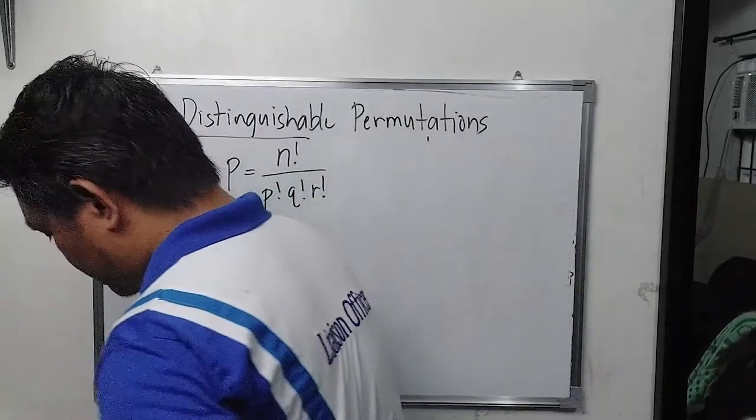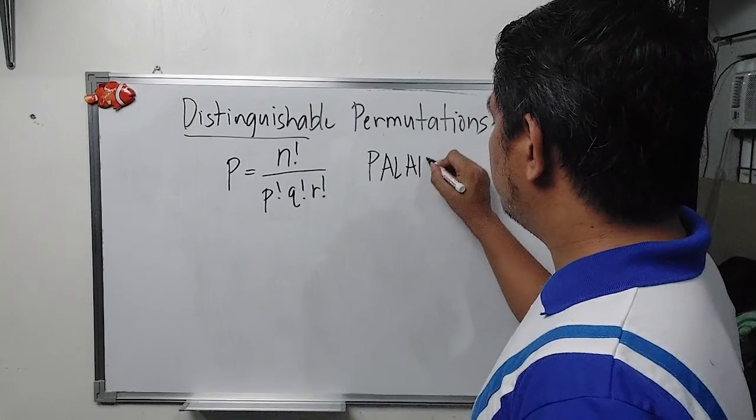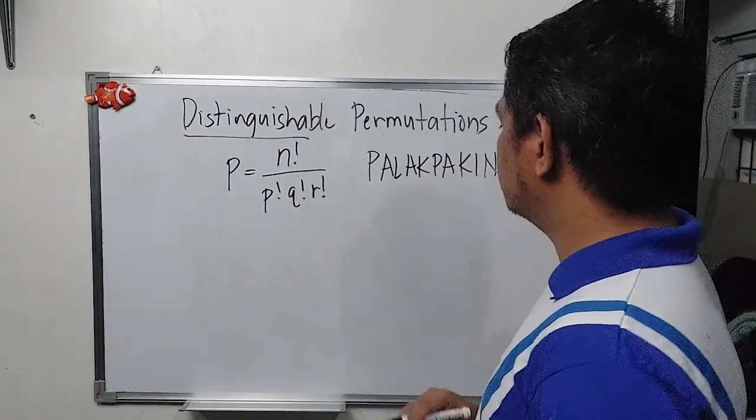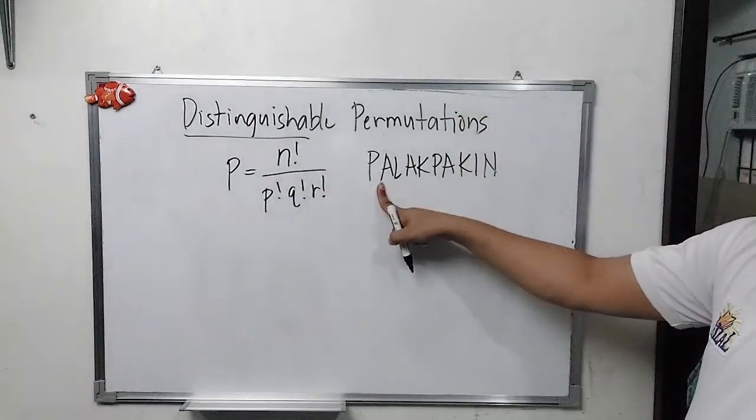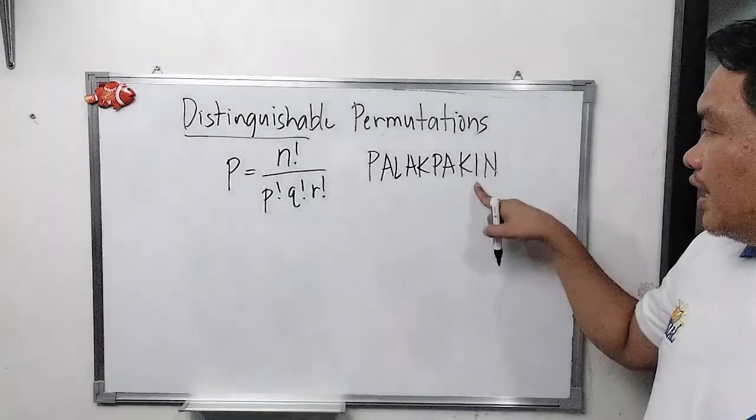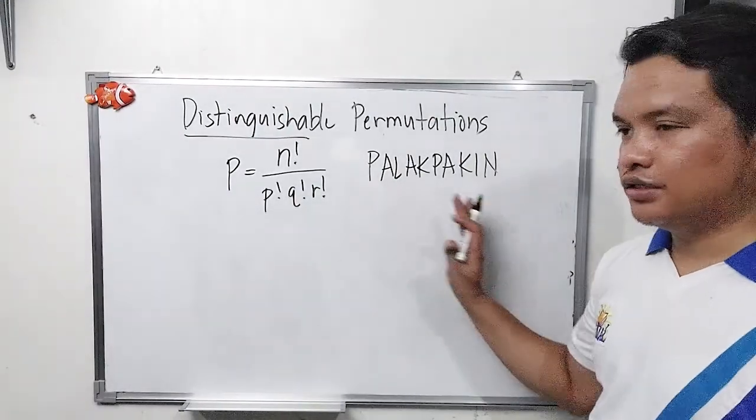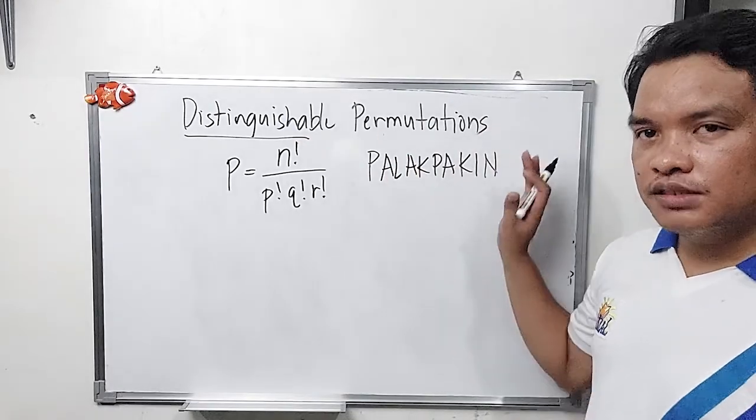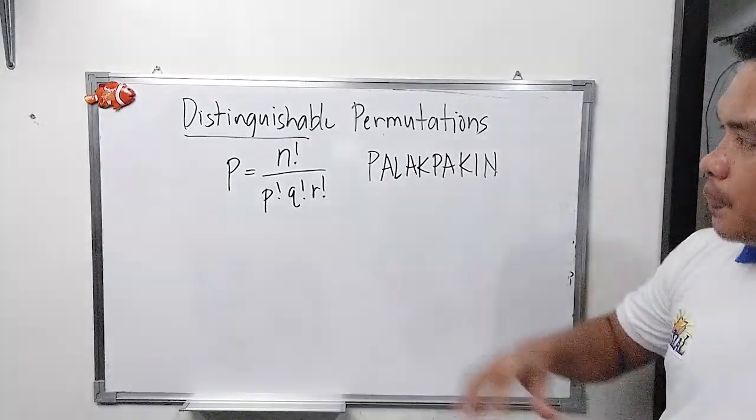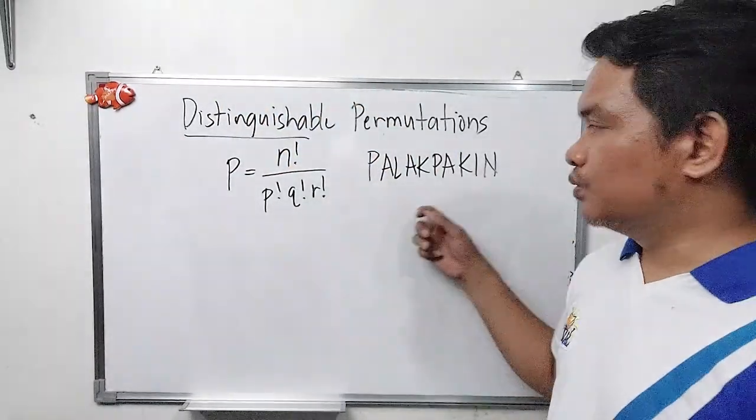Let's say yung word natin ay palakpakin, P-A-L-A-K-P-A-K-I-N. So, in how many ways can we arrange these letters? In different ways. Distinguishable permutation siya kasi may mga elements siya na nauulit.